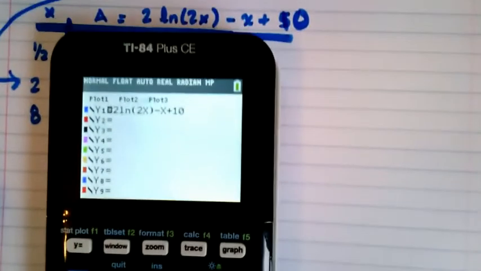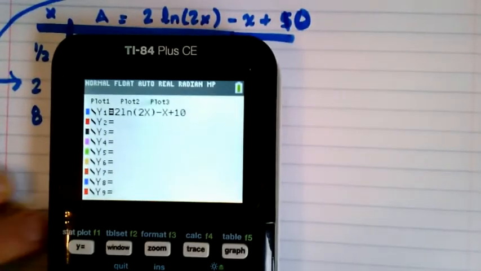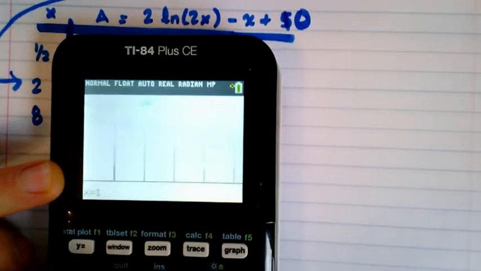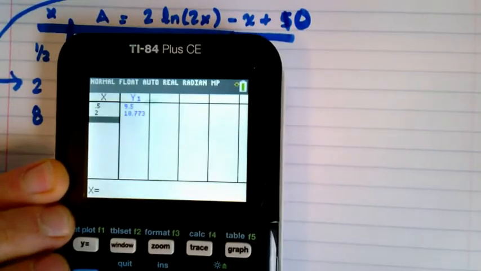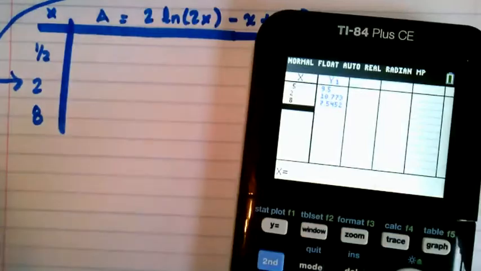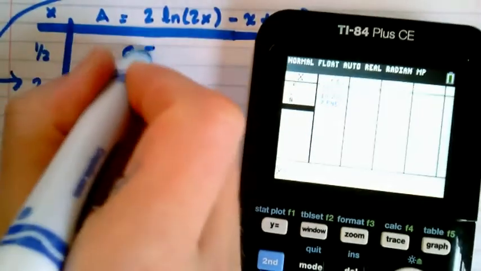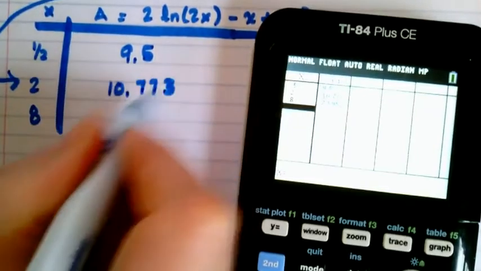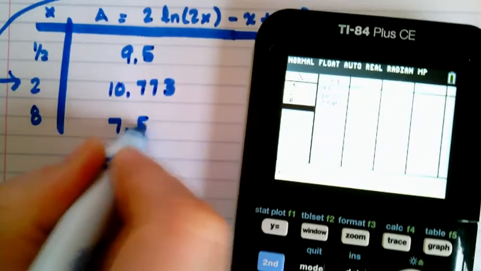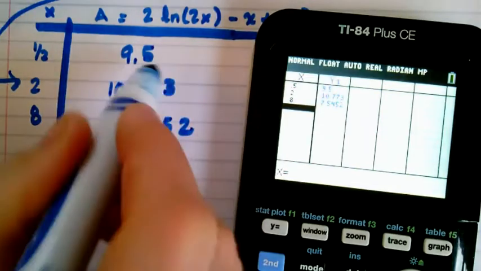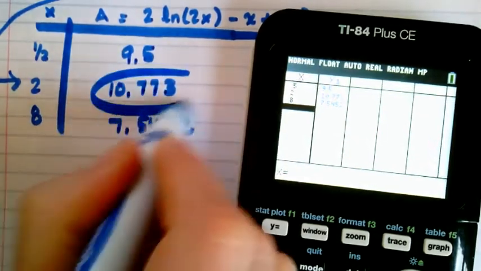Anyway, I put the equation into y1, and then I go to the table. Let's see, delete, delete, delete. We have 0.5, 2, and 8. You can see that the area is going to be biggest right there. So the maximum area of our triangle is this number.